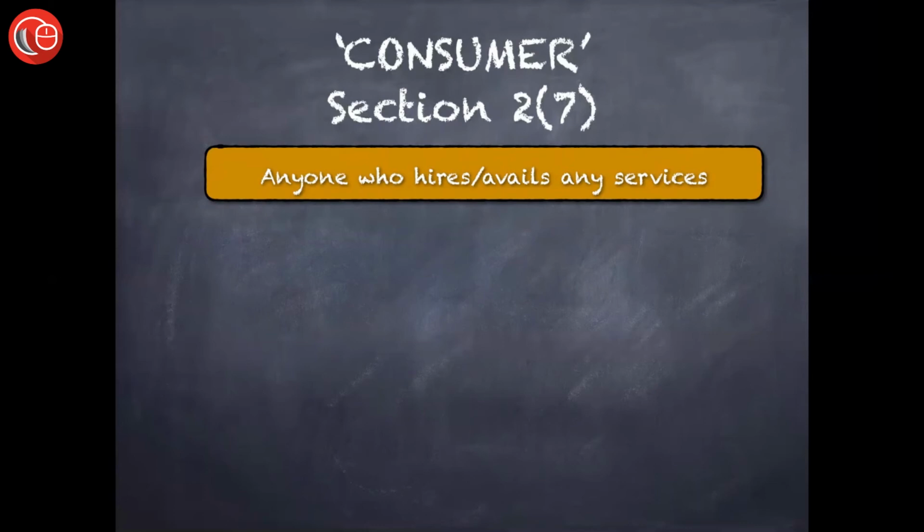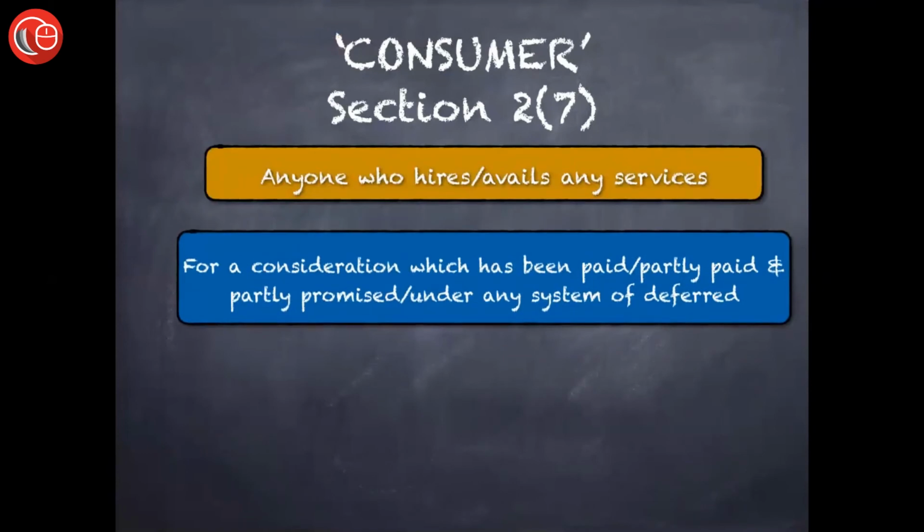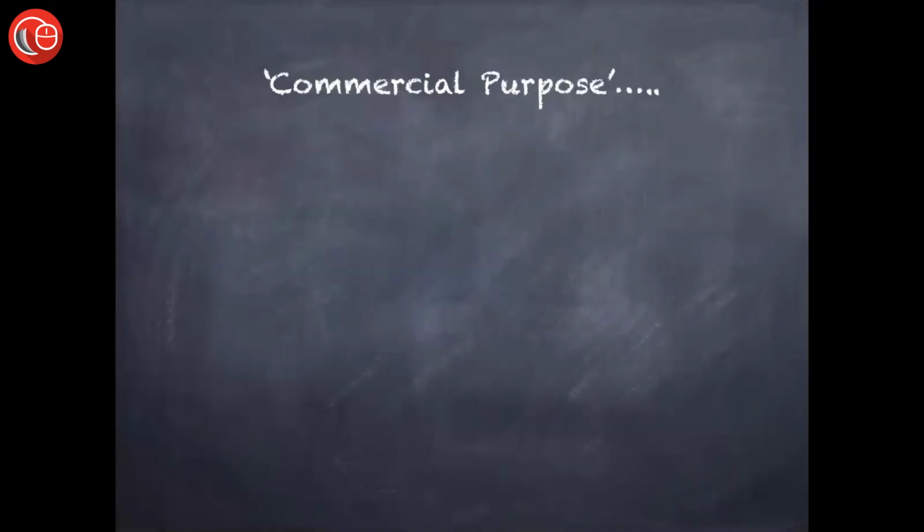So it says that anyone who hires or avails any services for a consideration which has been paid or partly paid and partly promised, or under any system of deferred payment, includes any beneficiary of services. So this is just the definition of consumer, keeping in mind the services. So now we already know who actually is a consumer under Section 2 clause 7 of the Consumer Protection Act 2019. But now it is important for us to understand what we mean by commercial purpose, which has been explicitly excluded from the definition of consumer under the Act.